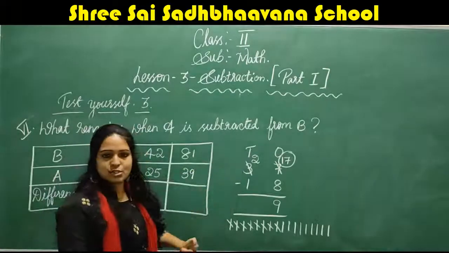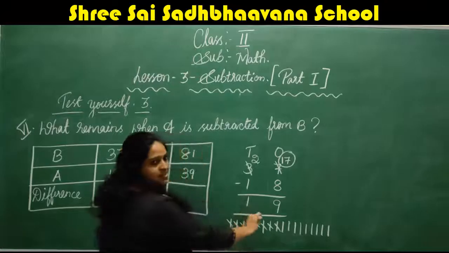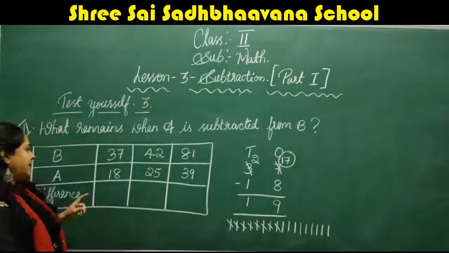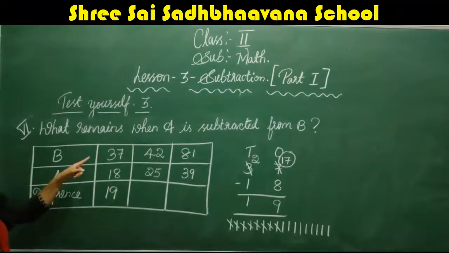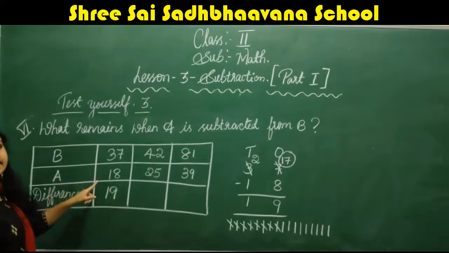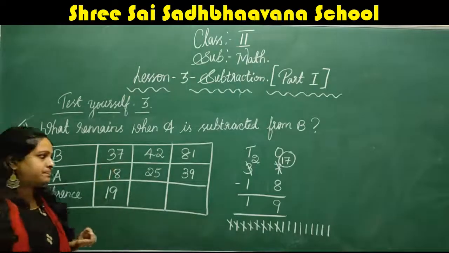So 2 minus 1, how much? 2 minus 1 is 1. So what is the answer you got now? 19. So what is the difference? Difference is 19. 37 minus 8, difference is 19. Move on to the next sum.